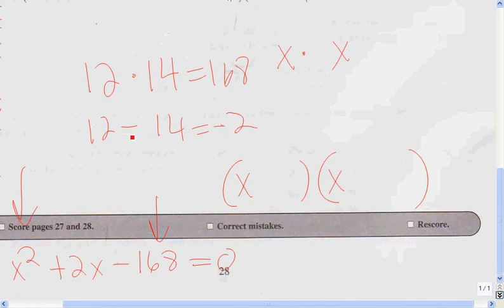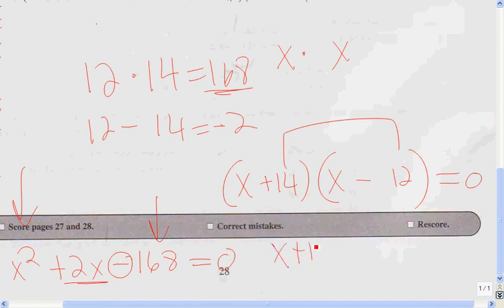So I'm not going to do minus 14, I'm going to do positive 14. So plus 14 minus 12, right? Because 14 times negative 12 is negative 168, which is what I want, a negative 168. And a positive 14 minus 12 is a positive 2, and that's my middle term. So these are my factors, right?